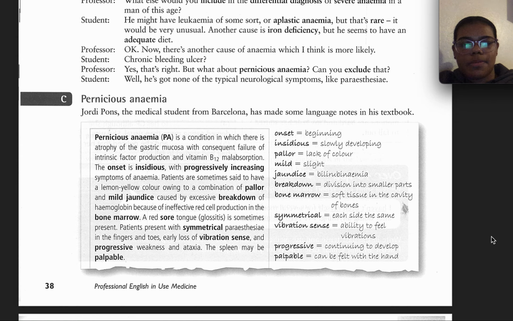Vocabulary notes: onset, benign, insidious, slowly developing, pallor, lack of color, mild, jaundice, bilirubin, breakdown, division into smaller parts, bone marrow, soft tissues in the center of bones, symmetrical, each side the same, vibration sense, ability to feel vibrations, progressive, continuing to develop, palpable, can be felt with the hand.